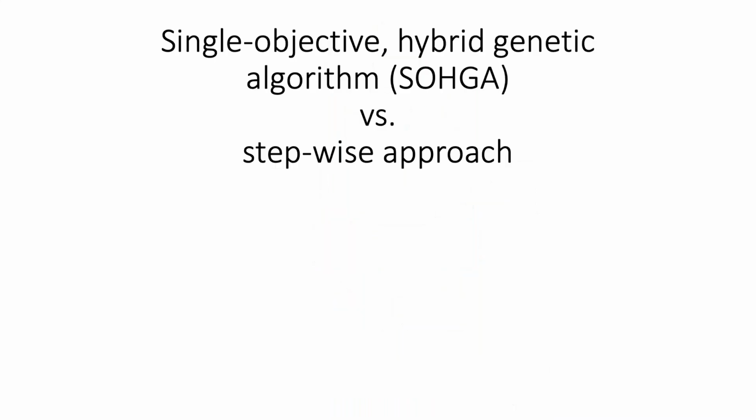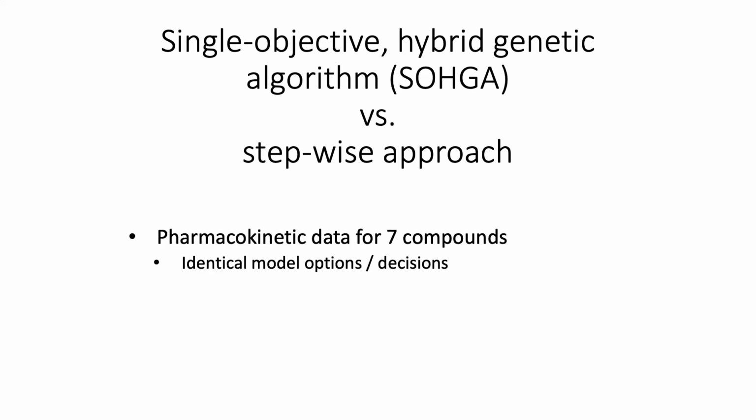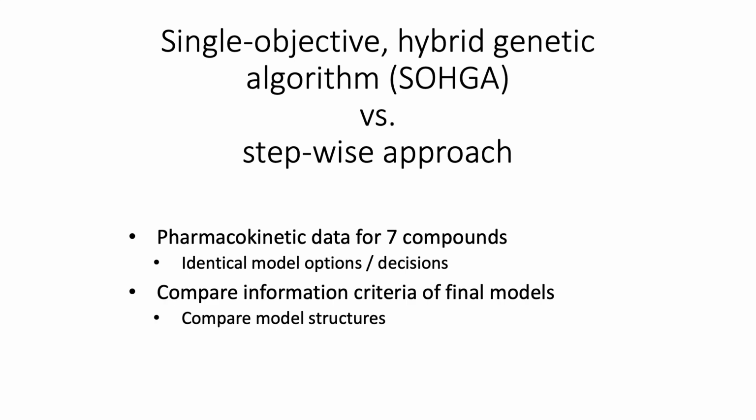So how did this approach do? Again, more examples on the implementation here of this original approach. We have pharmacokinetic data for 7 compounds. And the genetic algorithm search was set up to recapitulate identical model options and decisions that were undertaken by the modeler who was doing the stepwise modeling search, or had done already, because many of these were already published. Then we compared the information criteria of the final models and compared the model structures. So we still used that default fitness function, but then we compared information criteria to evaluate how they did.